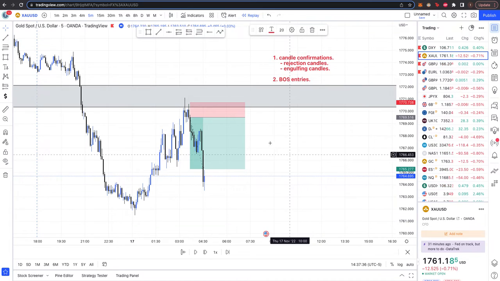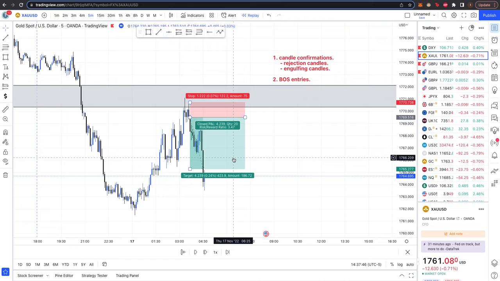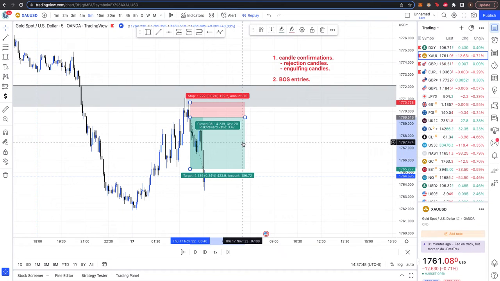So you can get candles that, a little bit like this candle, rejected, left a long wick, and engulfed, and that is a brilliant candle. That's a really nice sign of weakness. Okay, so that's entry form number one.